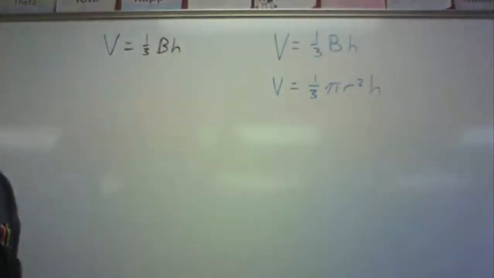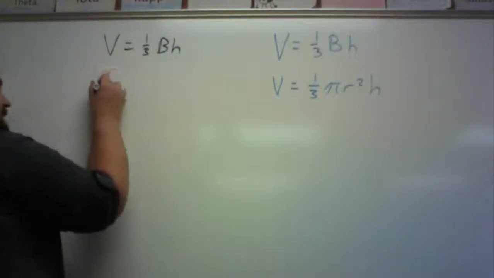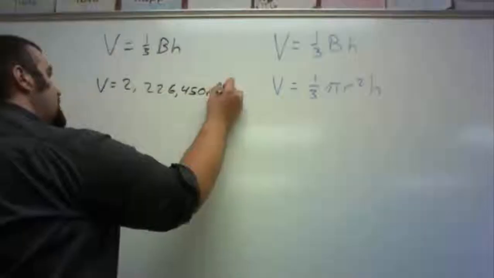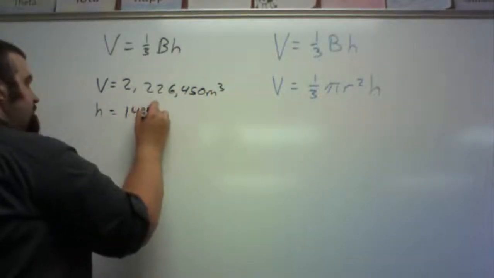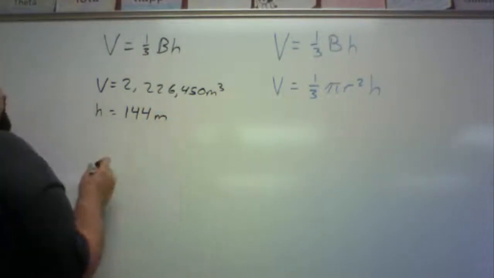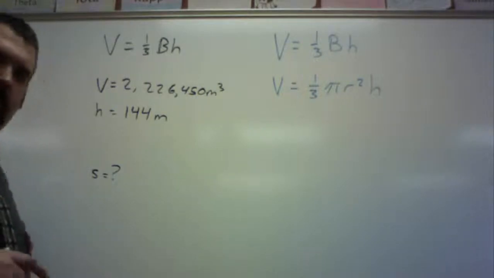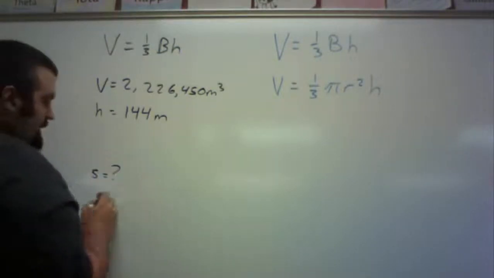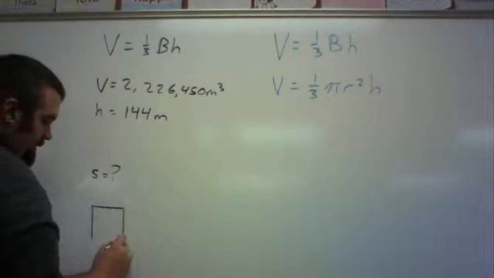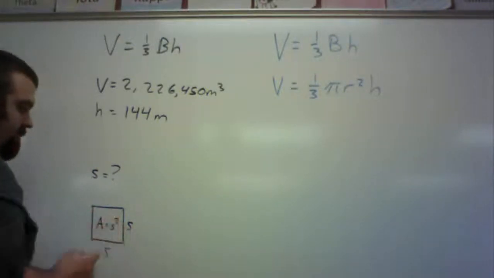So, it's a pyramid, so I know I'm using this equation here. They told me the volume was this number. They told me the height was 144 meters. And what I'm looking for is the side length. Wait, the base is a square, right? So why don't I first find the base area? Because once I find the base area, well, the area of a base is side times side. So this area is equal to side squared.